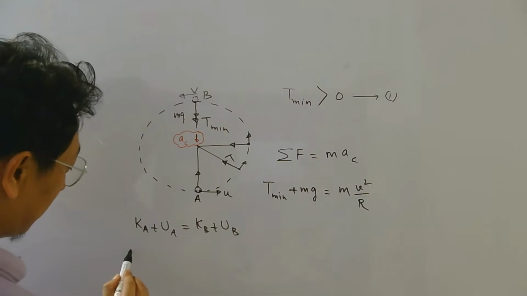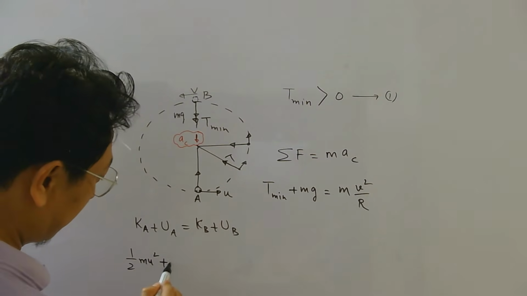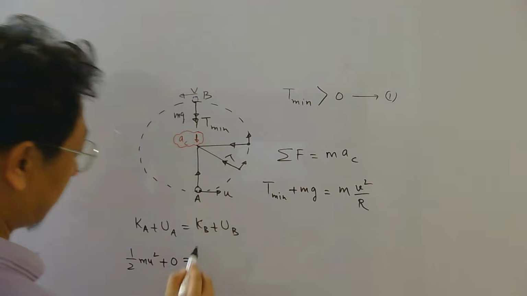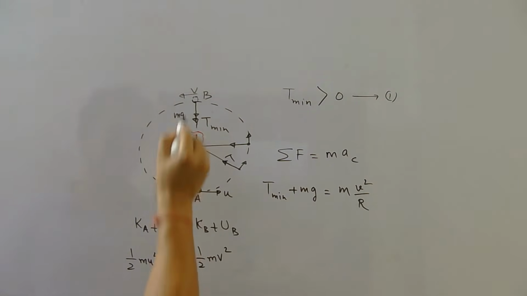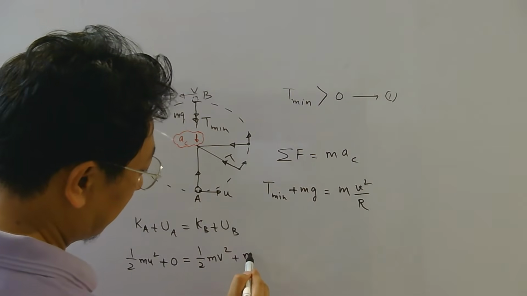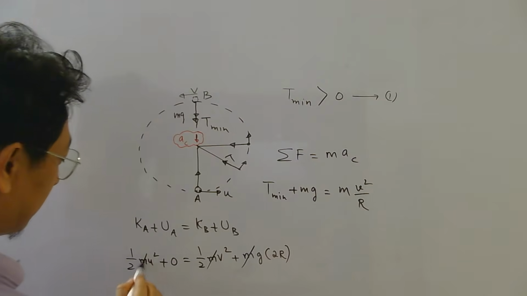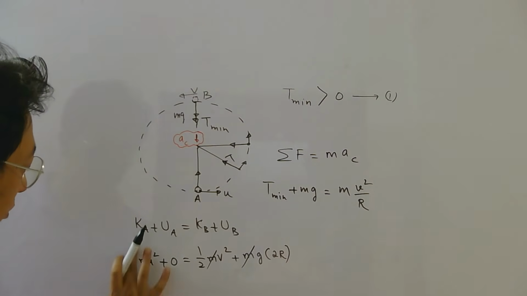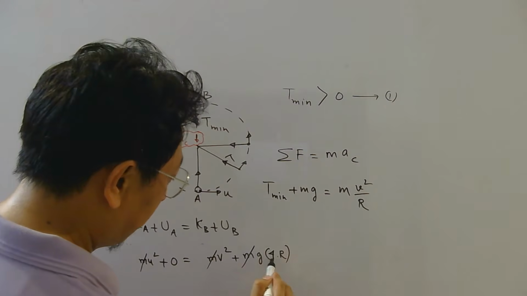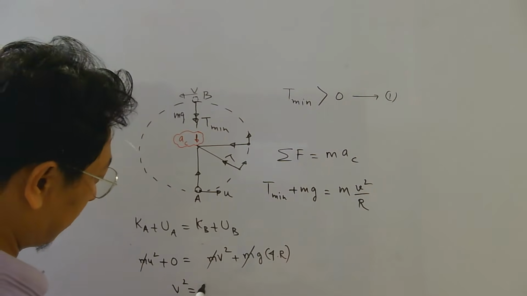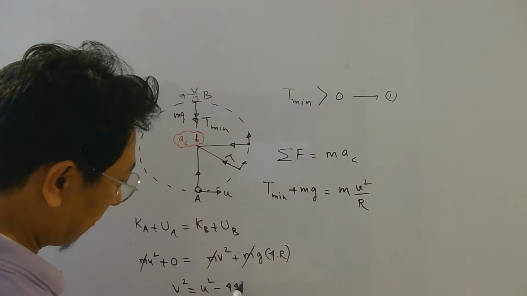So kinetic energy here is how much? Half mu square. Potential energy here, let me take 0. Kinetic energy here will be half mv square. We did this part before, right? And potential energy here will be plus mg, height is 2r. So m gets cancelled. You can multiply with 2 both sides. So this half will cancel and this 2 will become 4. So v square will be, this 4gr will come here, u square minus 4gr.